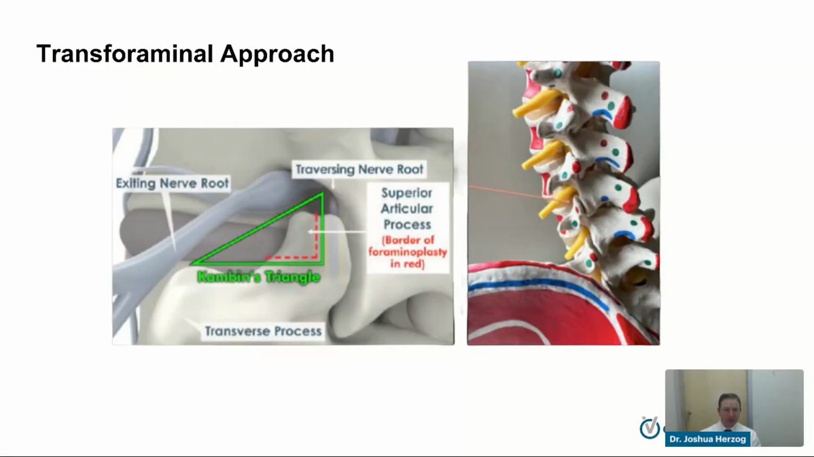So this is that transforaminal approach. We've already seen this picture, but in short, we're trying to dock on Kambin's triangle. We're trying to find the pedicle and Wagner's arch, and then the exiting nerve root, and the disc that's pushing there. And again, we can do some bony work. We can do some soft tissue work to remove the impingement on that exiting nerve root once we see it and identify it, and then safely protect it and get the instruments into the position that they need to be.